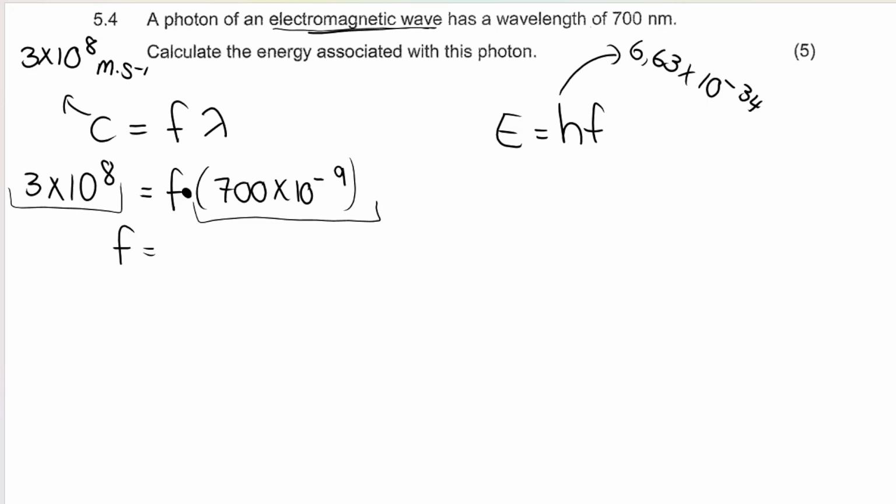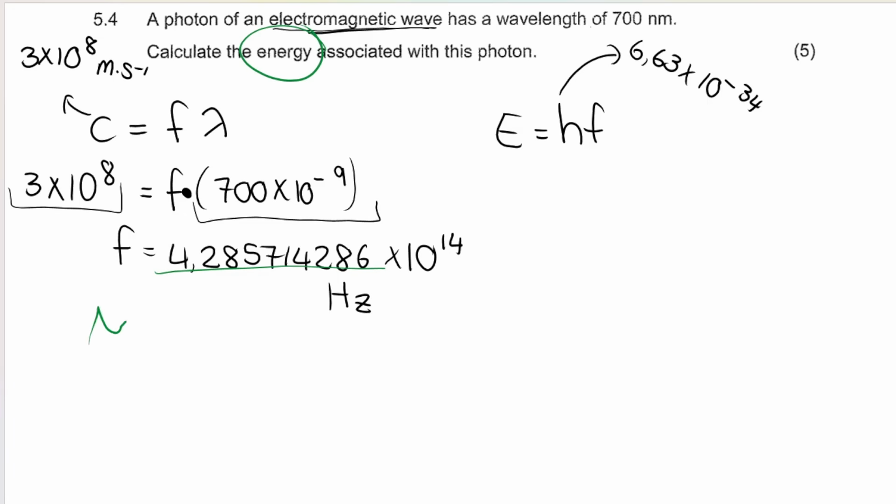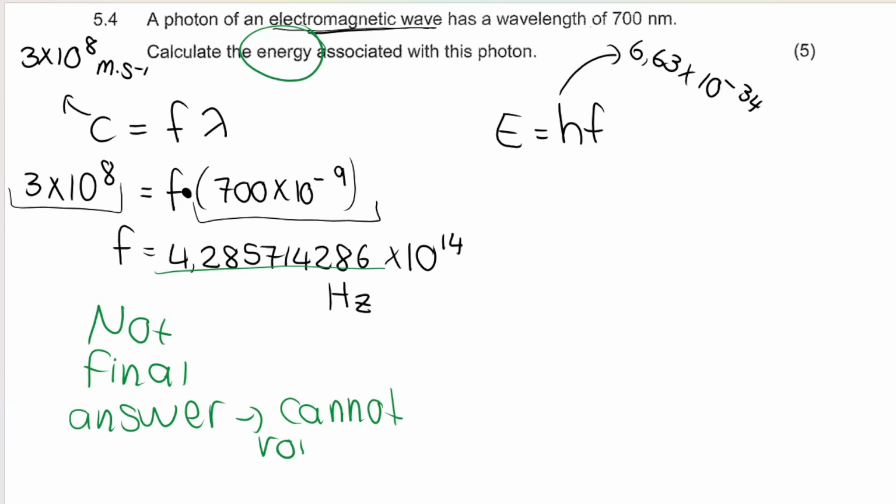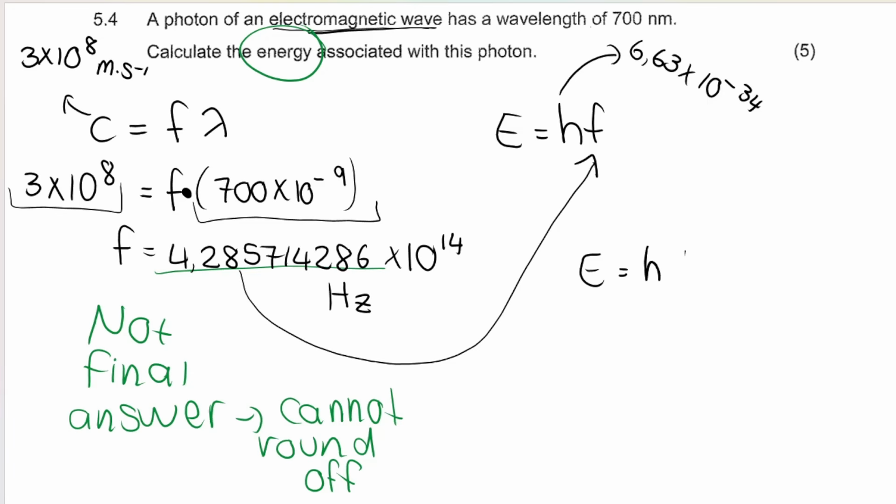What I get now, listen to me very carefully, is a number that goes like this: 4,285 714 286 times 10 to the power of 14 hertz. Am I at the end of my question? And I always ask my students this question. Did they ask me to calculate the frequency of the wave? No, they asked for energy. So this is not my final answer. And because that's not my final answer, I cannot round it off. Please, you never round off in the middle of a question. I'm going to use that in my next formula, and I need to use it non-rounded off.